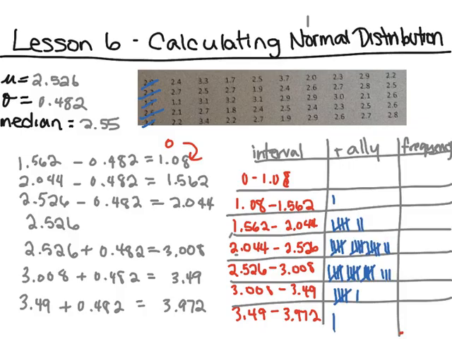Pause video. So here's your correct answers. You should have 0, 1, 7, 17, 18, 6, and 1. And if you just look at the information, it seems to make a curve with your tallies, and it makes a curve with your numbers here. So 1 and 1, 7 and 6, pretty close. 18 and 17, they're basically the same thing. So you can tell that this is normally distributed.